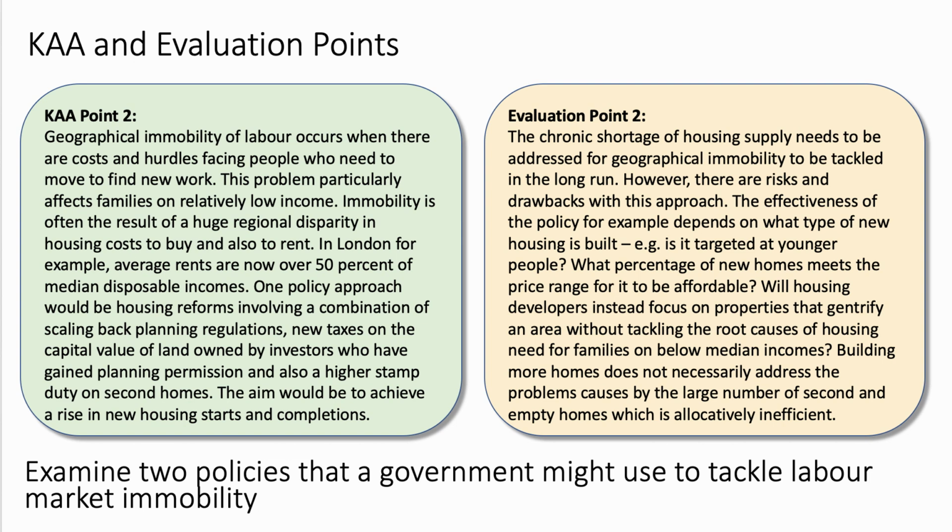And building homes, of course, doesn't necessarily address the problems caused by lots of second homes, people with 2 or 3 homes, and also homes that are empty, homes which are built and available to be used. If they're not used, that is clearly allocatively inefficient. So my evaluation point here is to challenge and question the idea that simply building more homes is the pathway to improving geographical mobility. I am evaluating that point rather than moving into sort of generic evaluation.